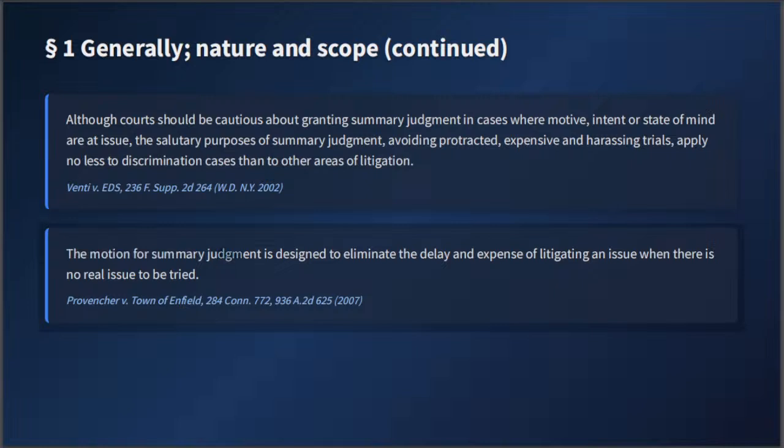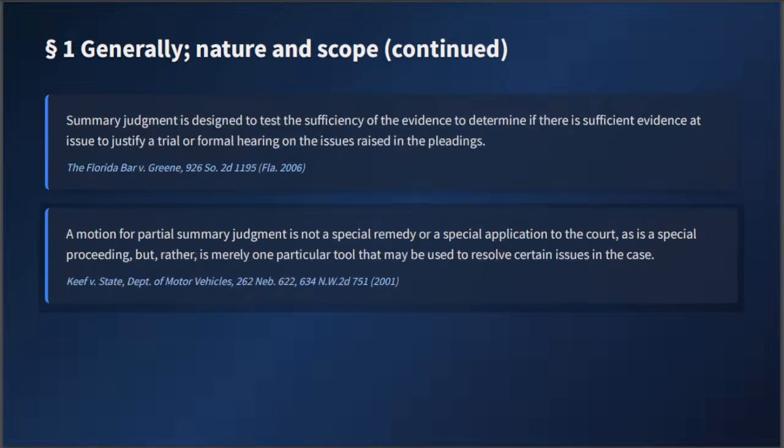The motion for summary judgment is designed to eliminate the delay and expense of litigating an issue when there is no real issue to be tried. And that comes from Connecticut, 2007. Also, we have this one here from the Florida Bar versus Green in 2006. Summary judgment is designed to test the sufficiency of the evidence, to determine if there is sufficient evidence at issue to justify a trial or formal hearing on the issues raised in the pleadings.